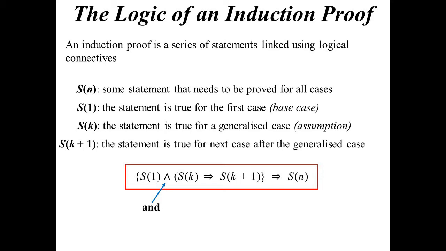That is the logical symbol for AND. So it's saying, okay, we've got S1 and we've got SK. That arrow to the right means implies. Another way of saying that is it's the crux of an if-then statement. If I've got this, then I can say this. So it's implication. All right, so the structure of the induction proof.